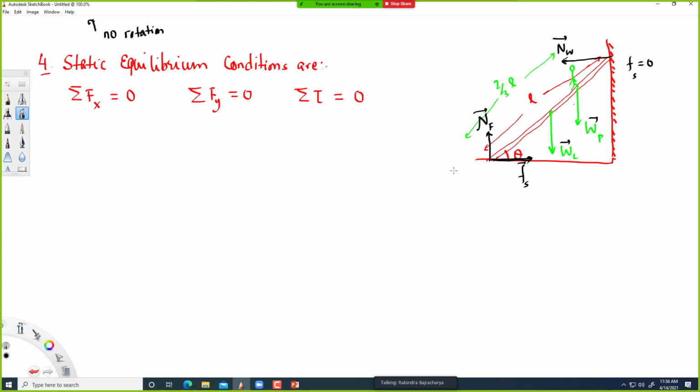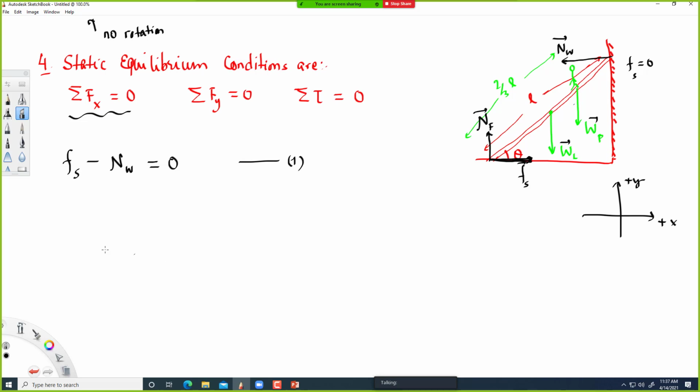Now we need to write these three equations for those forces. So the first one, add all the forces along x direction. Let's consider this to be our x direction and that to be our y direction. What are the forces along x direction? We have this friction force, it's positive, pointing to the right. There is this normal force which is pointing to the left, N W. And what else? Yeah, those are the only forces along x direction. Let's call that equation 1.